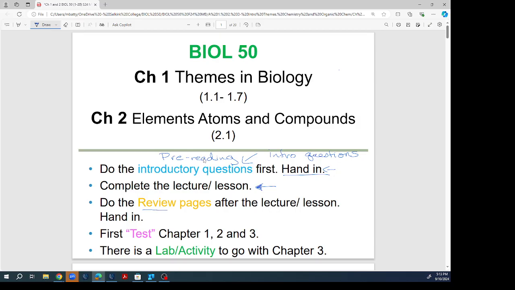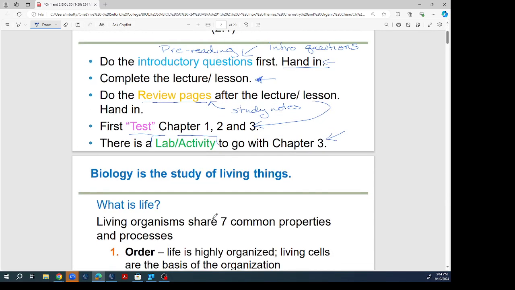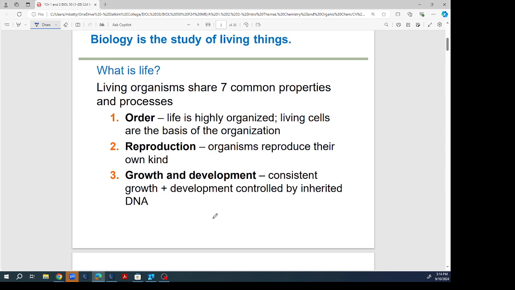And then after, there are review pages. They're yellow in color, and these are guided study notes. Those are to be done, and you get credit for them on the chapter test. The chapter test in this course is a little bit creative. You write your own test and give the answers. You'll find an exemplar on the Moodle site, and with anything in this course, please ask if you have any questions. There are labs and activities, and our first one goes with chapter 3. So this first chunk of material should get us going and see how things go in BIOL 50.